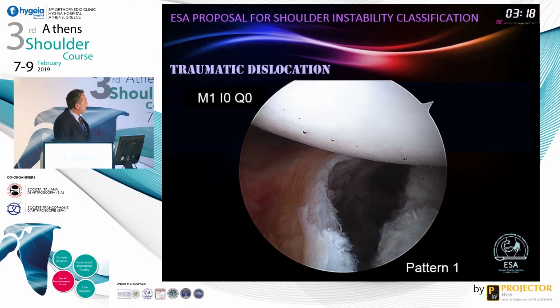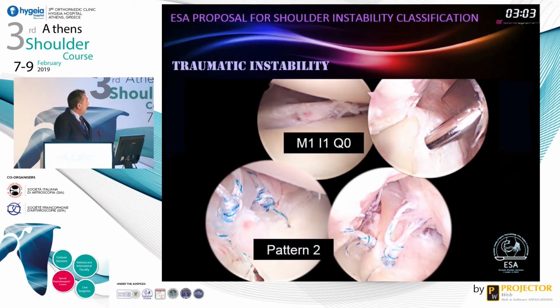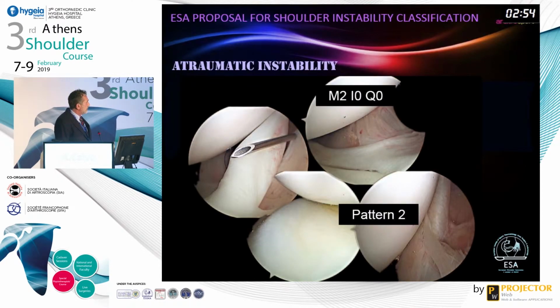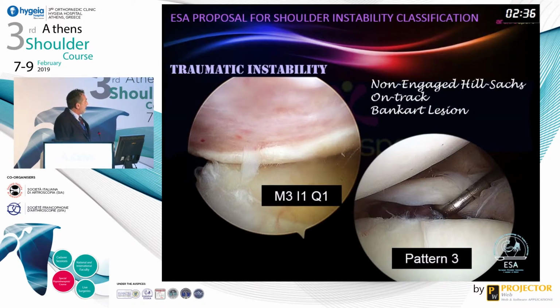Some examples: a simple lesion, only Bankart repair. When we have an acute traumatic instability, maybe soft tissue procedures are enough. And traumatic instability with anterior and posterior lesions, the same, only soft tissue procedures are enough. In atraumatic instability, posterior plication and posterior inferior plication are enough, in this way performing posterior and anterior plication, reducing the capsular volume.